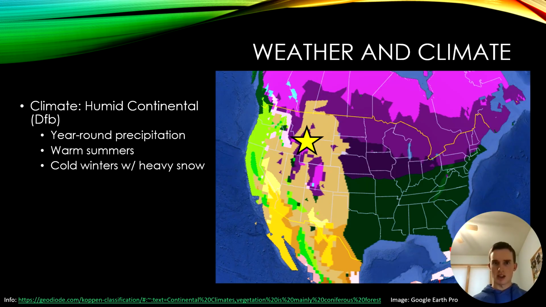Yellowstone's climate is a humid continental DFB climate according to the Köppen classification, which is represented by the purples and pinks you can see on the map. And these climates are characterized by year-round precipitation, warm summers, and cold winters that can feature heavy snow.